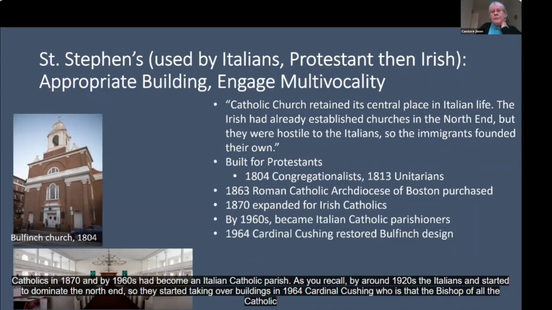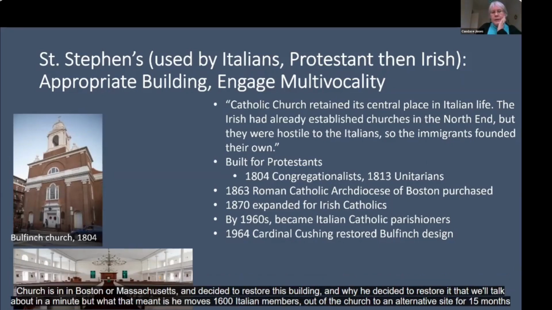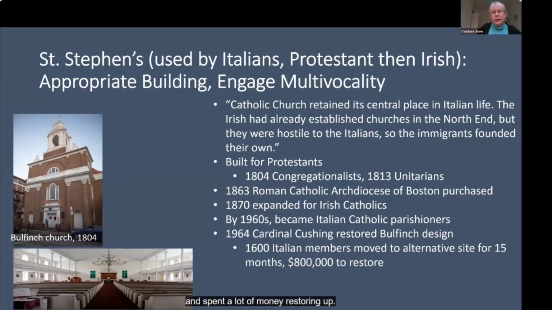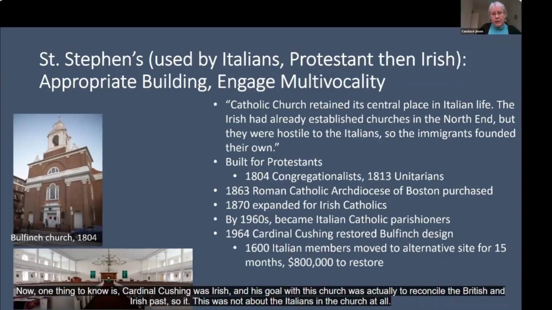In 1964, Cardinal Cushing, who is the bishop of all the Catholic churches in Boston or Massachusetts, decided to restore this building. And why he decided to restore it, we'll talk about in a minute, but what that meant is he moved 1,600 Italian members out of the church to an alternative site for 15 months and spent a lot of money restoring it. Now, one thing to know is Cardinal Cushing was Irish.